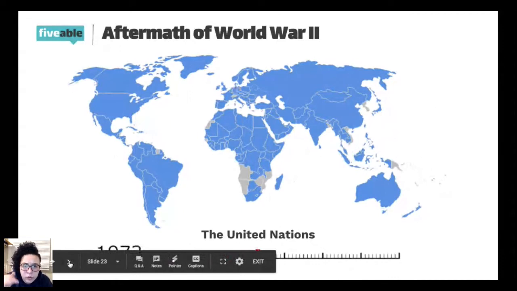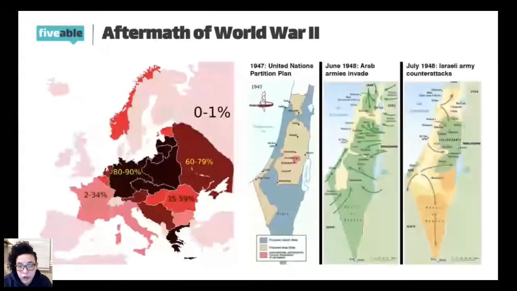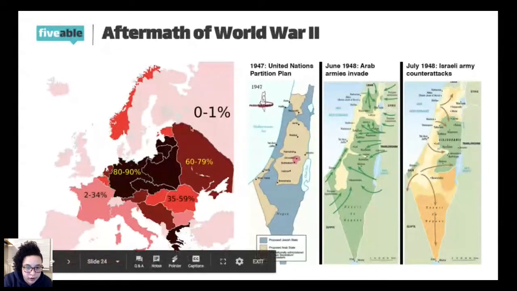Another aftermath of World War II, on the left, is where you see the percent of Jewish populations that had been killed in World War II. So the Jewish populations of Europe are just completely decimated, right? Obviously in Germany and Poland, 80 to 90% of Jewish communities were killed. And every other region, like in Russia over here and the Baltics.